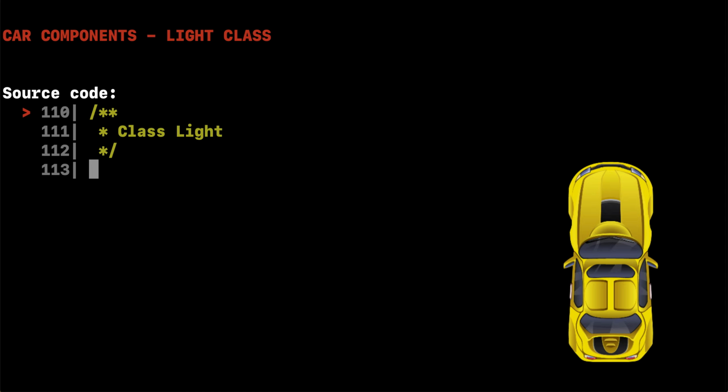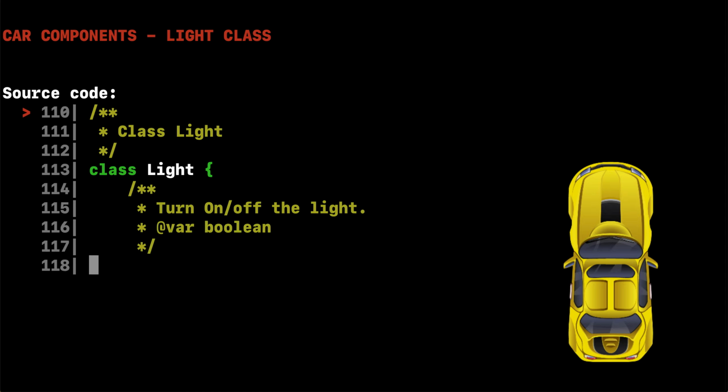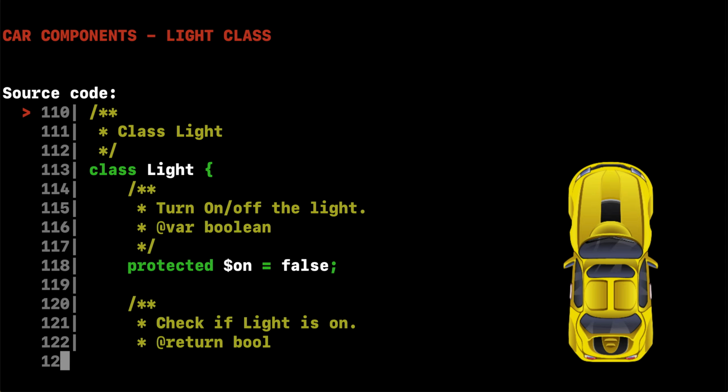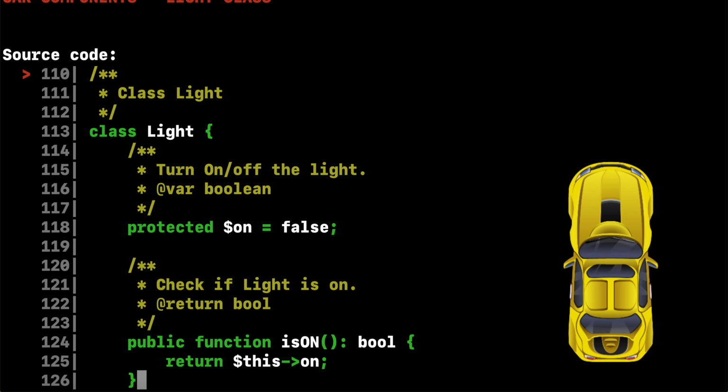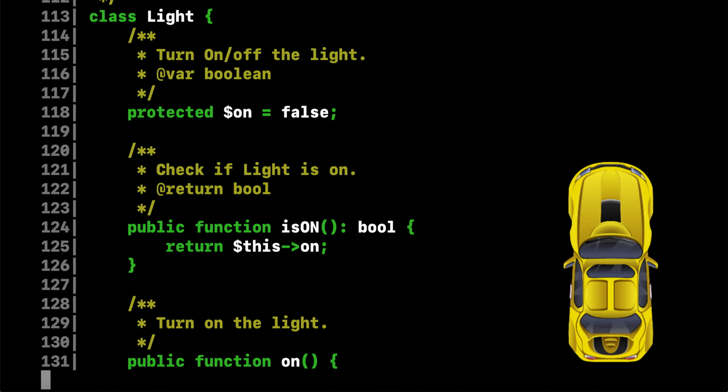As with any object in the real world, the car has many related components. In OOP, separating the components into classes is a good practice. Let's create the light class.